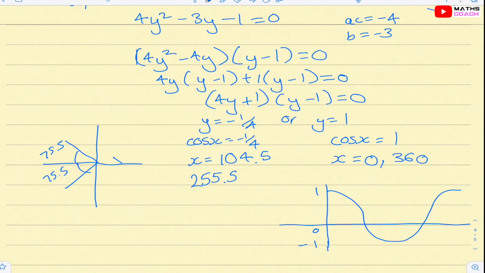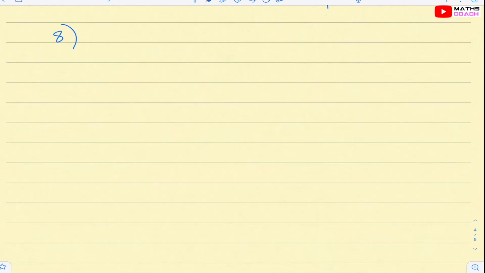But what we've said is that when x is 0, cos x equals 1. And the next point on the cosine graph, when x is equal to 360, is when cos x equals 1. Okay, so the solutions are 0 and 360 from cos x equals 1, and 104.5 and 255.5. So those are our full solutions. Right, let's do one more like this. So we've got 3 cos x minus 2 sine squared x equals 0.